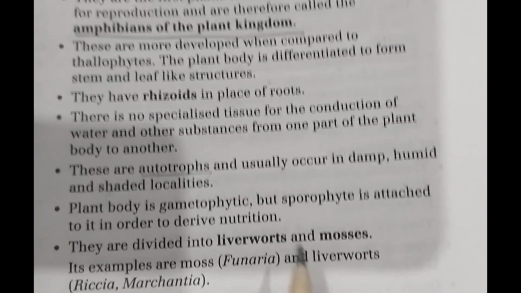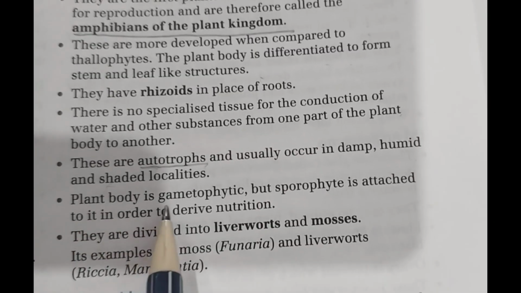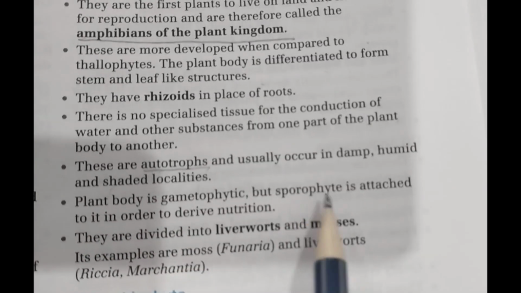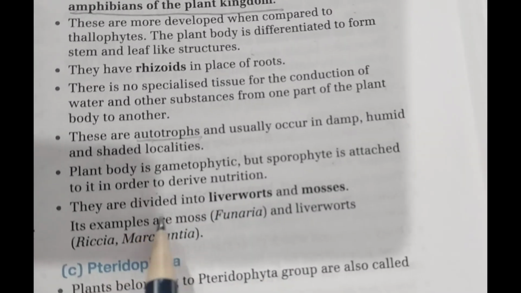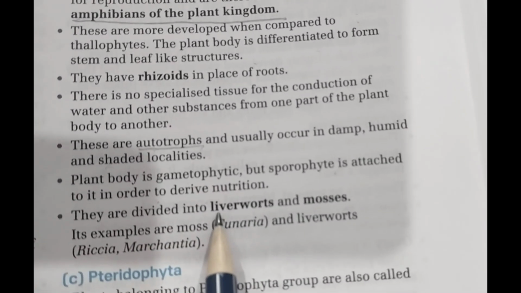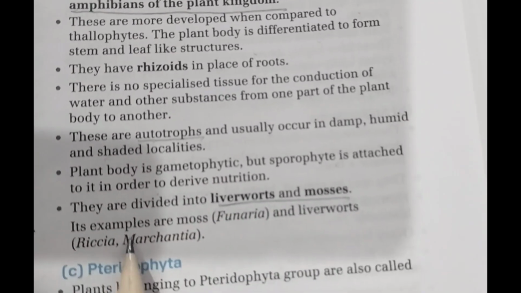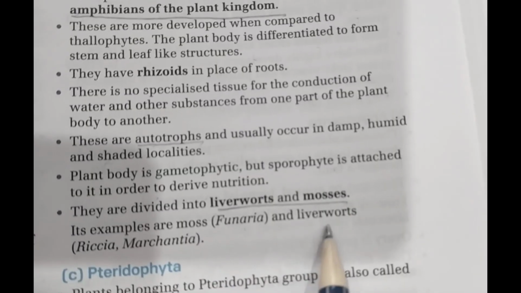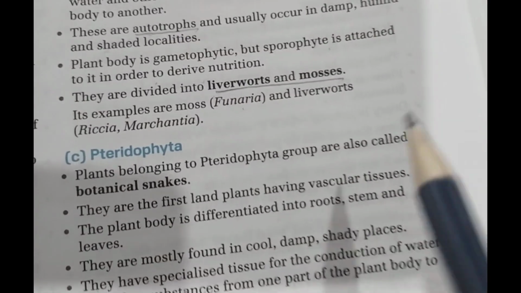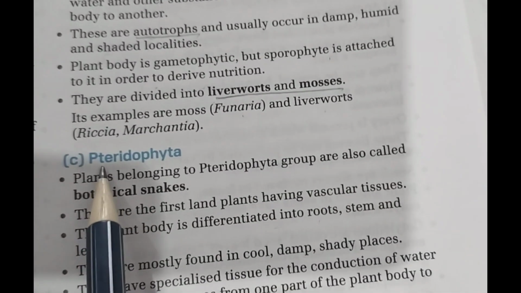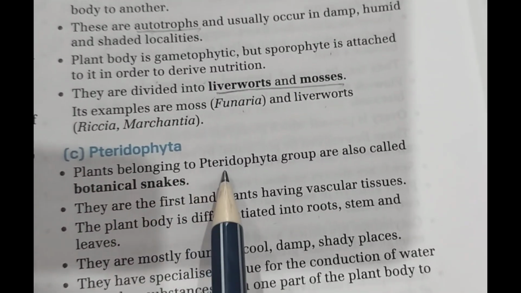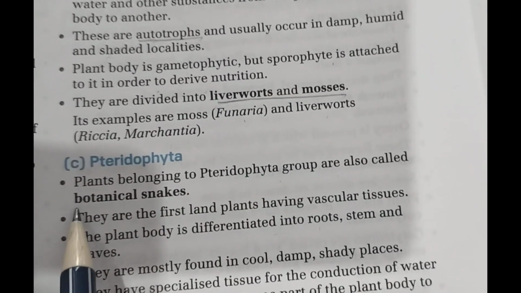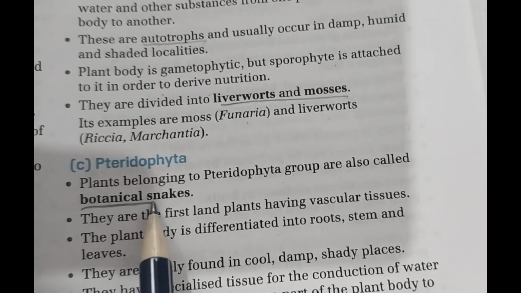ये इसके characteristics हैं. Plant body is gametophytic, but sporophyte is attached to it in order to derive nutrition. They are divided into liverworts and mosses. It's an example of moss and liverworts, right? The third one is the pteridophyte. Plants belonging to the pteridophyte group are also known as botanical snakes.